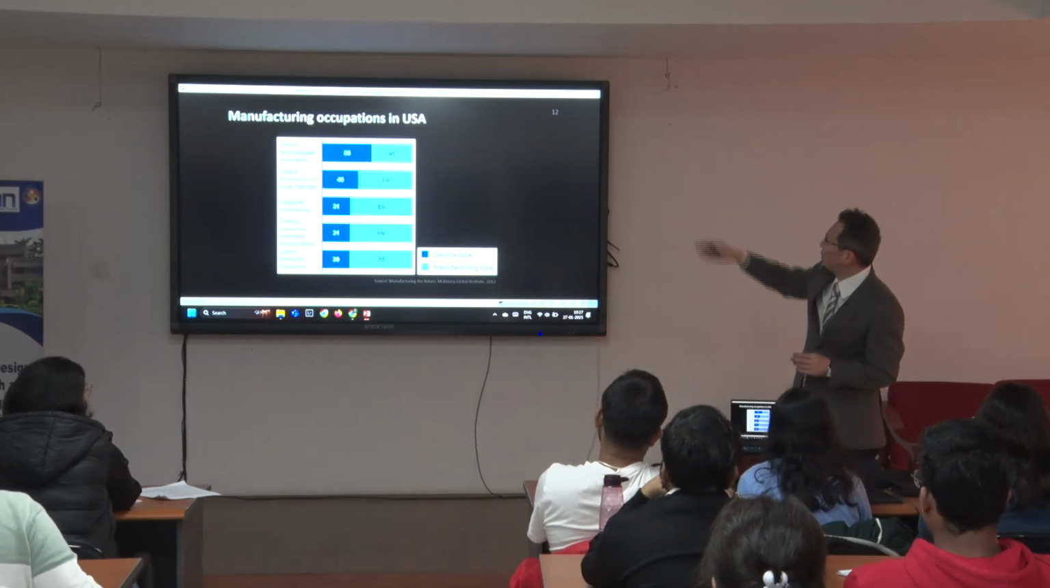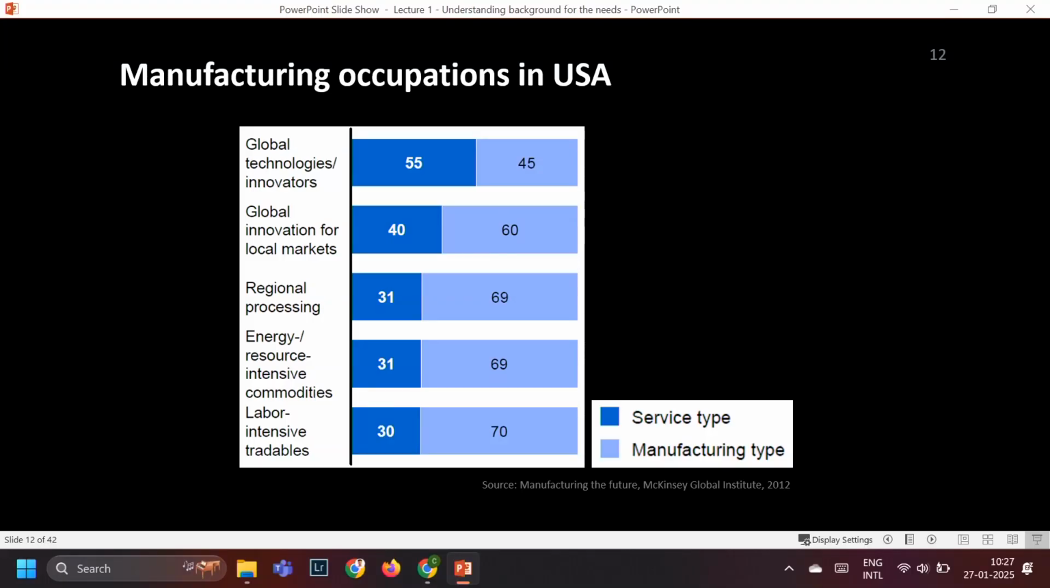And when you look at the global tech companies and also innovators, they have the highest portion, 55%. More than half of the jobs are about services in a manufacturing organization. So this also indicates the significance of service businesses in manufacturing, right?